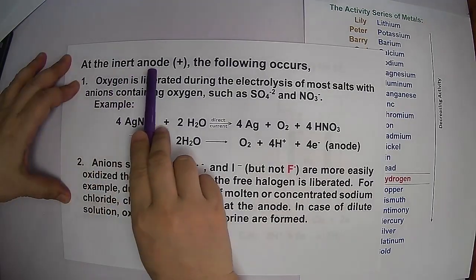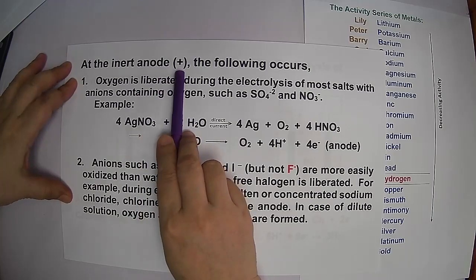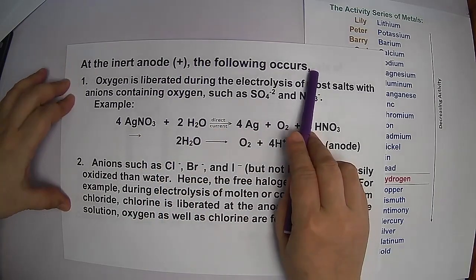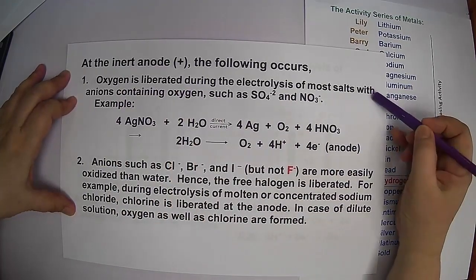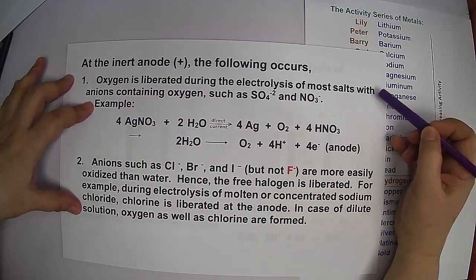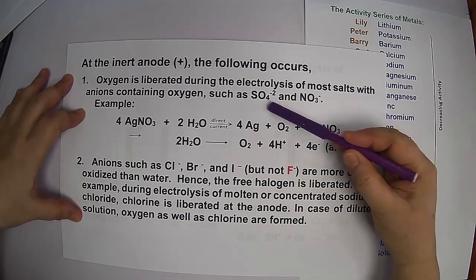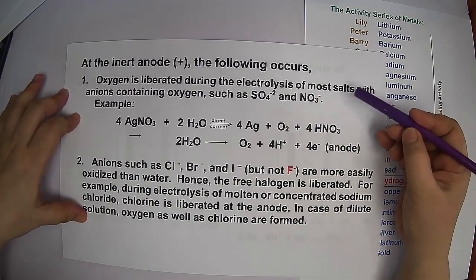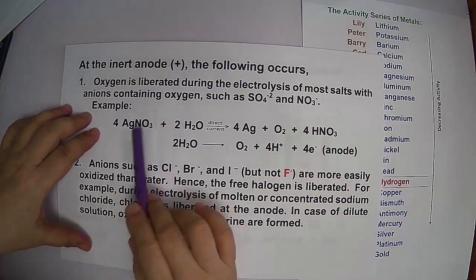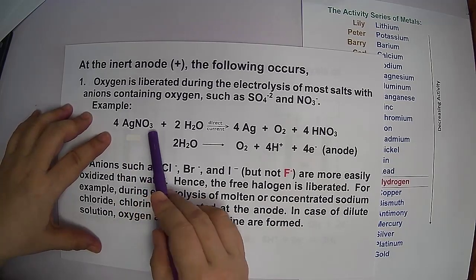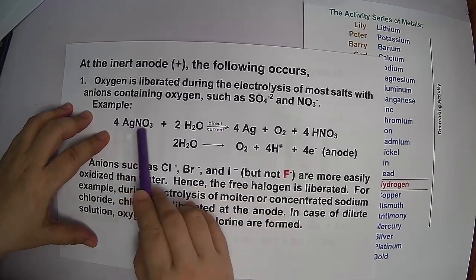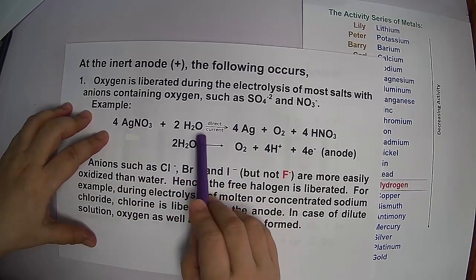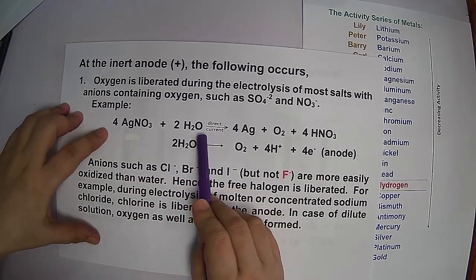At the inert anode of an electrolytic cell, which is positively charged, the following occurs. Oxygen is liberated during the electrolysis of most salts with an anion containing oxygen, such as sulfate, nitrate, carbonate, chlorate. Example for this, we have silver nitrate in water with a direct current, an aqueous solution of silver nitrate. Of course, water would be present in the aqueous solution.